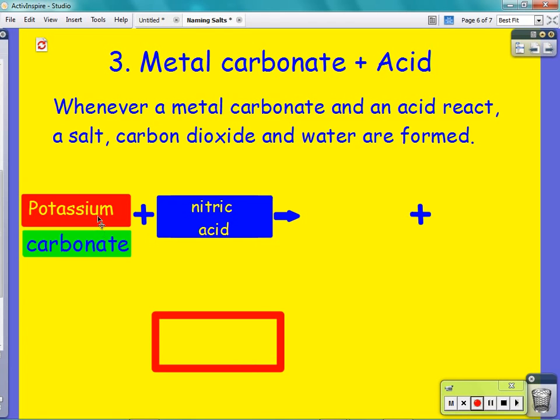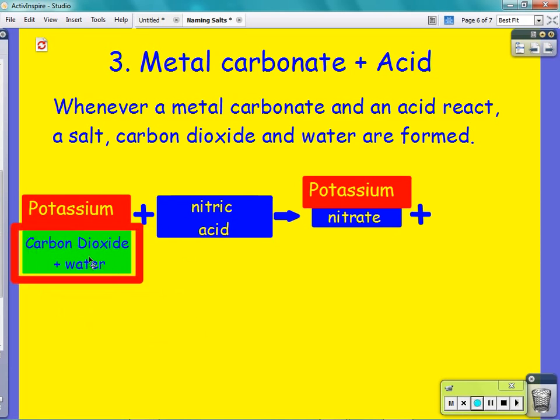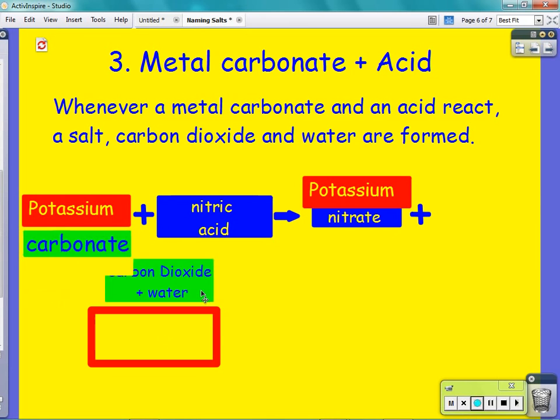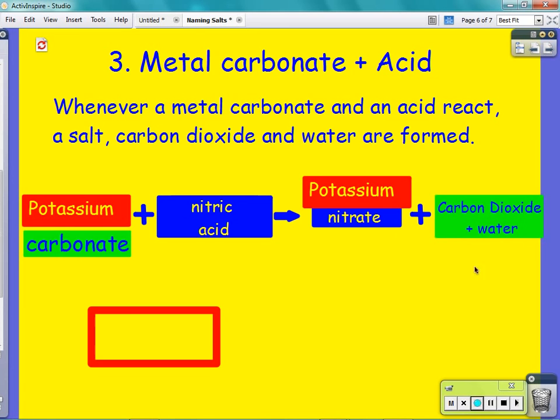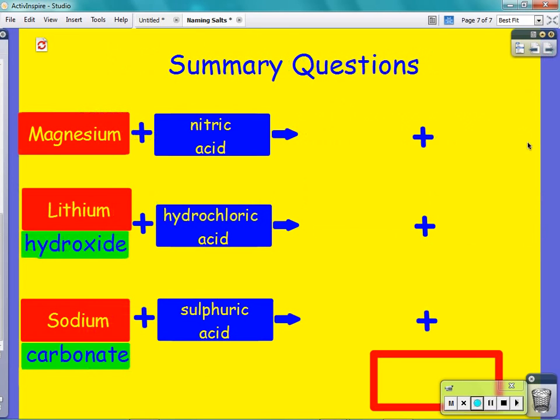If it's a carbonate, again, name it exactly the same way. So potassium and nitric acid. Nitric acid is a nitrate, so you get potassium nitrate. And then the carbonate shows you have carbon dioxide and water. I'd like you to pause this video and have a go at these three questions.